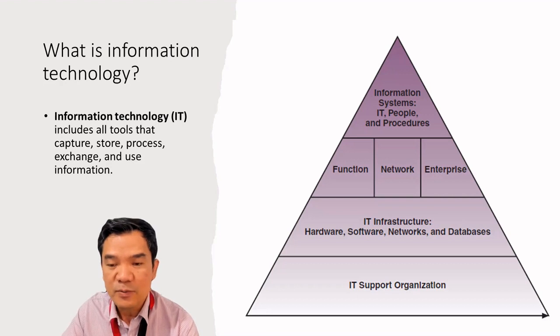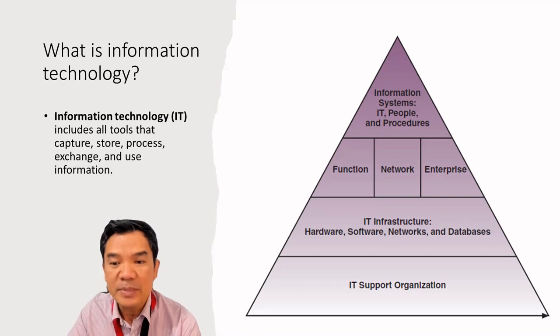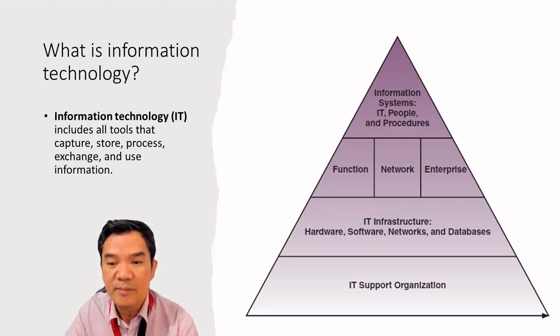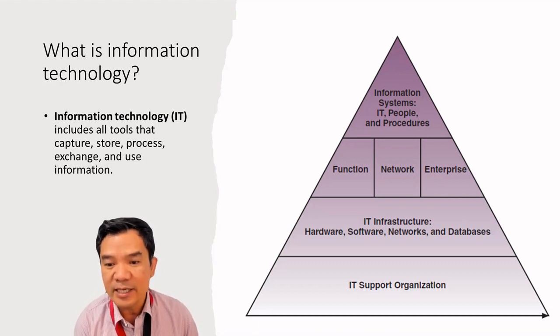Next is the network function, which includes the interconnectedness of various organizations. When we look at the IT infrastructure side, we're looking at the network side here. The enterprise looks at the overall support, or the various information systems and ICT support, in the organization. With that, we look at the upper side, which is the information systems: IT, people, and procedures. If we look at this diagram from the upper side, we're also looking at the implementation side.